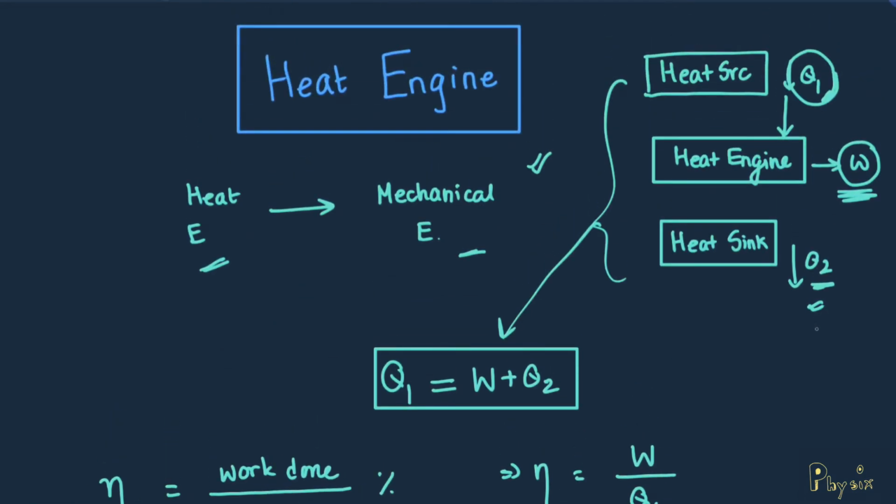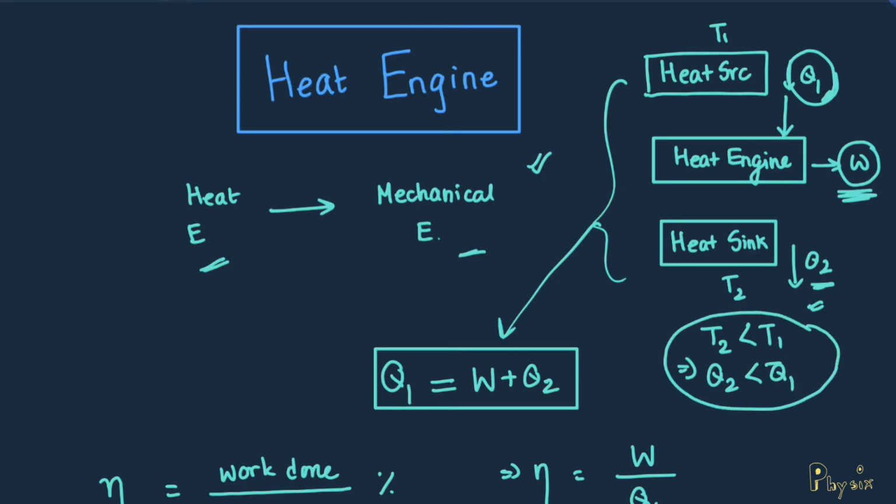Okay, so another thing to keep in mind is that the function of a heat sink is to absorb heat, and thus the heat sink will always be at a temperature that is less than that of a heat source. So if we say that the heat source is at temperature T1, the heat sink is at temperature T2, always and always T2 will be less than T1. And that being said, we could also say that Q2 is less than Q1. This is basically because Q is proportional to T.